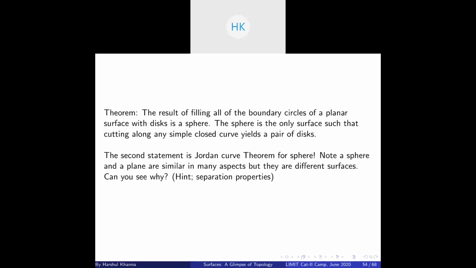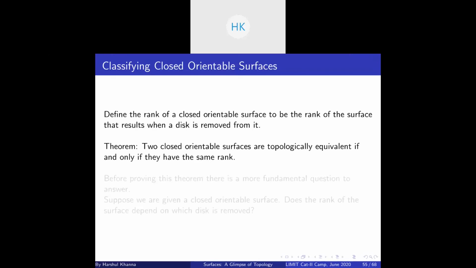Okay, so now we move on. We define the rank of a closed orientable surface to be the rank of the surface that results when a disk is removed from it. Suppose you have a torus and you remove a disk from it, which gives you the punctured torus, and the rank of that surface is what we call the rank of the closed orientable surface. So the rank of a torus will be 2. You can see why, right? Because removing a disk from a torus gives us a punctured torus, and the rank of that surface is 2. Okay, so the theorem: two closed orientable surfaces are topologically equivalent if and only if they have the same rank.